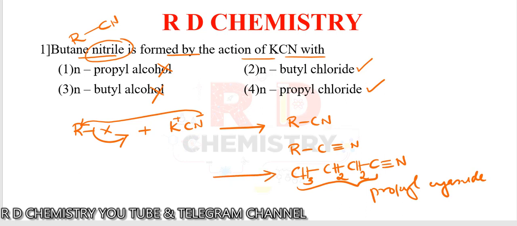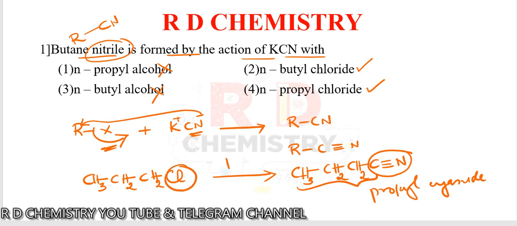It should be chloride. Which chloride should I bring in? So, X is replaced by CN. So, CN is the group that comes in. Therefore, the compound should contain 3 carbon atoms. It should be CH3, CH2, CH2, Cl. Therefore, Cl is replaced by the potassium cyanide, K plus and CN minus. So KCl is the side product. It should be propyl chloride.